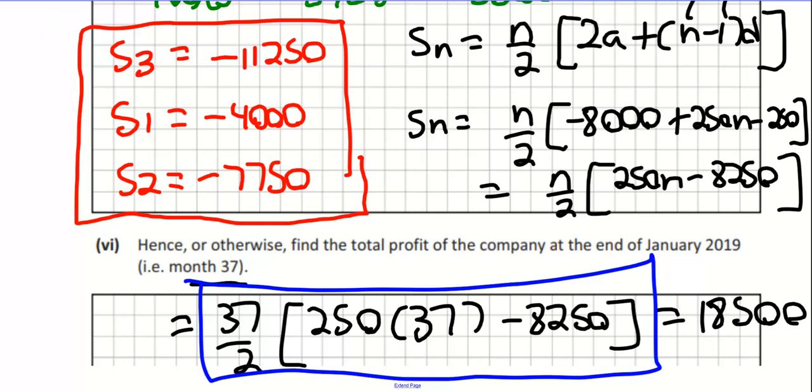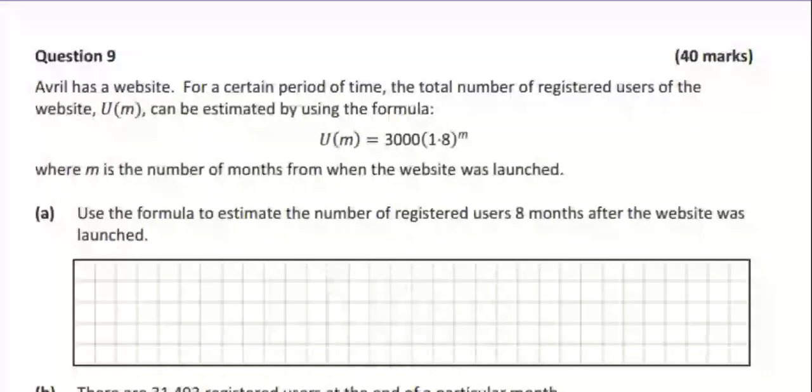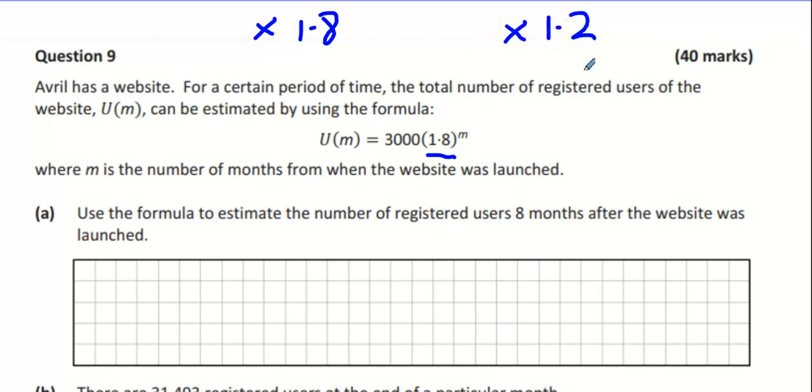Now, we're on to question 9. What happens anytime you multiply something by 1.8? What happens when you multiply something by 1.8? You're increasing it by 80%. What happens if you're multiplying something by 1.25? What happens if you multiply something by 0.85? You're reducing it by 15, so you're only retaining 85% of your original value.